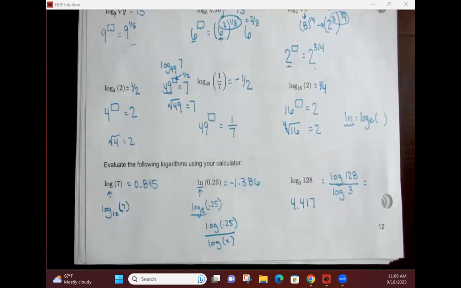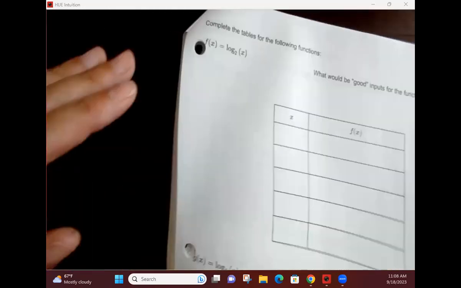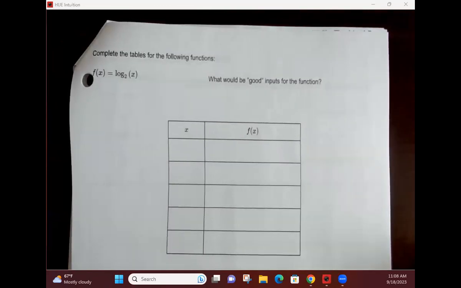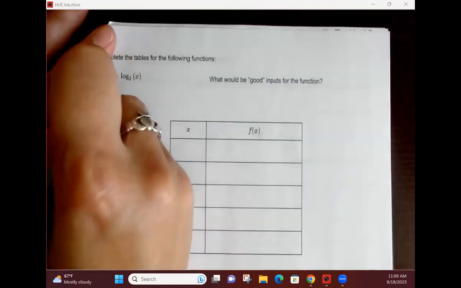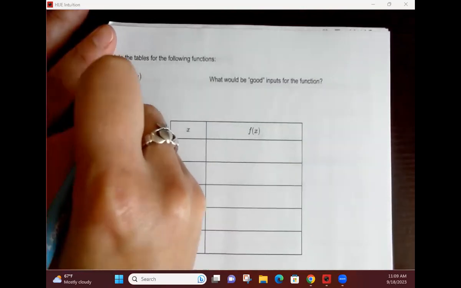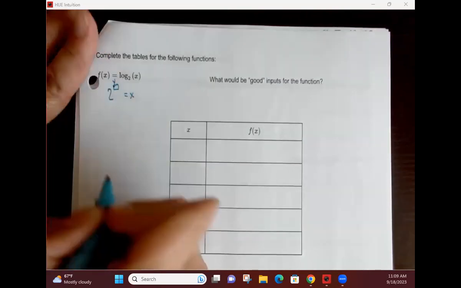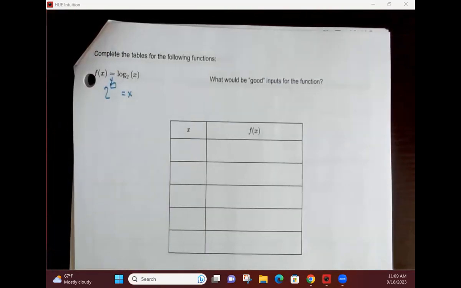The last thing I'm going to do today is a little more evaluating, but in the form of a table. Okay? So on the next page, we're going to create a table for log base 2 of x and log base 3 of x. Remember that we are looking at 2 to the what power would give us x. But this time, this is actually our y value. The exponent is our y value.